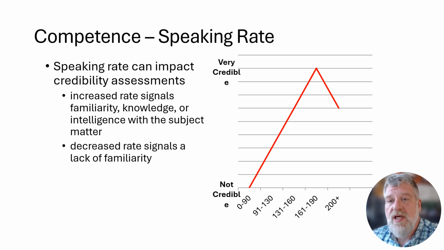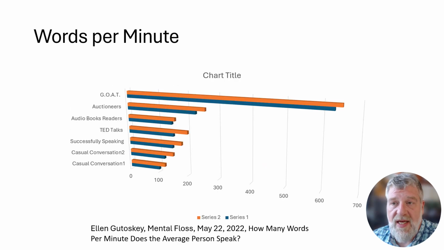Of course, we learned in our discussion of credibility that speaking rate impacts perceptions of effectiveness, and that most credible speakers are thought to be between 130 and 190 in terms of how fast they're speaking. A decreased rate of under 90 tends to signal limited intelligence.